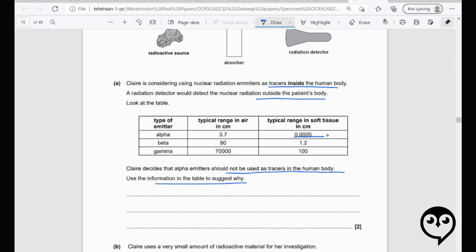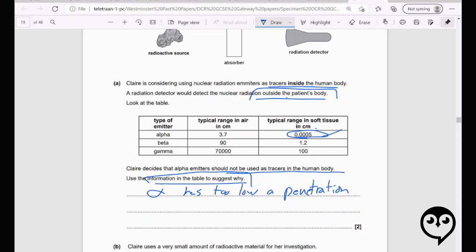Well, they don't penetrate very far at all inside that tissue, and if we're going to be tracing and then having these coming outside, typically they use gamma for that, don't they? Maybe beta, depends. So we can just say alpha has too low a penetration. You're not going to detect it. Okay. What would be the other thing? It is highly ionizing. Alpha particles are very highly ionizing, and that could be a problem. But it does talk about using information in the table to suggest why. So I would say they don't have a very good penetration.